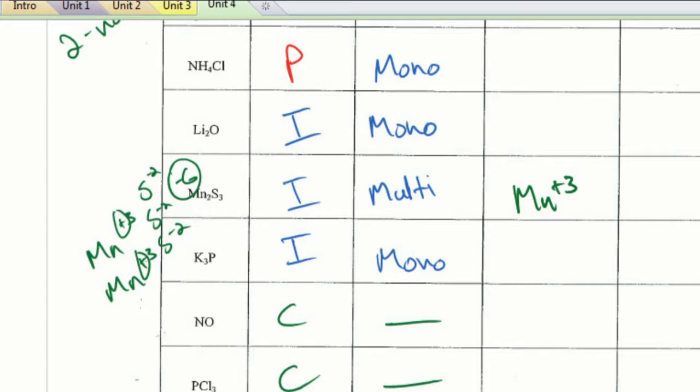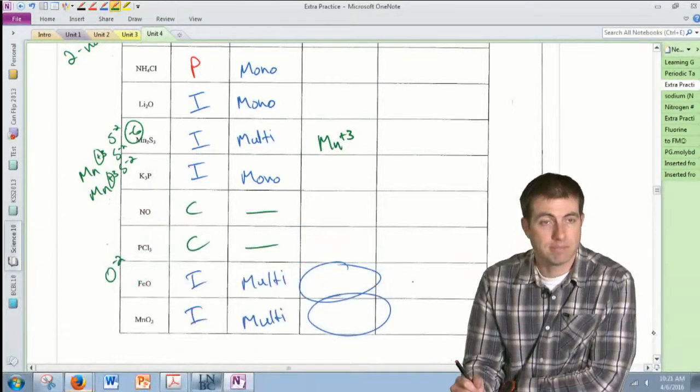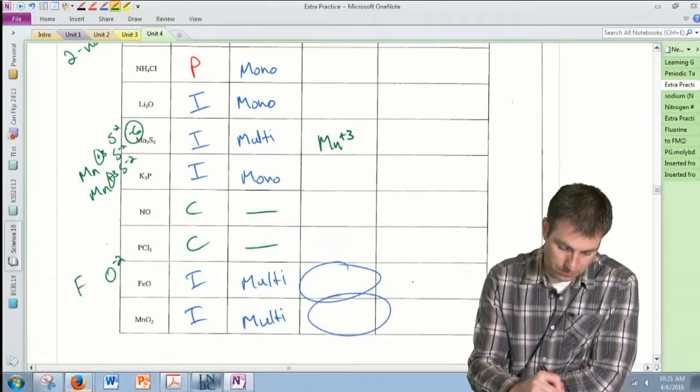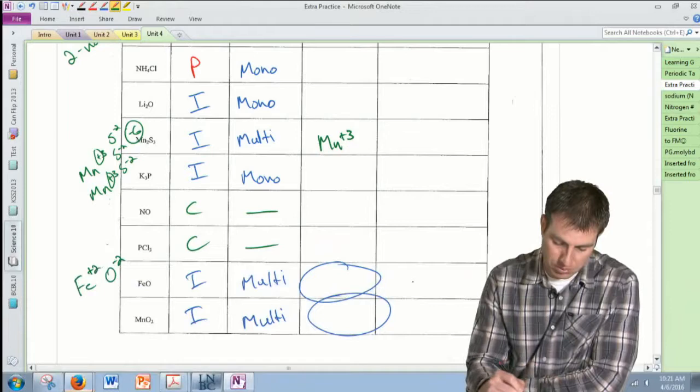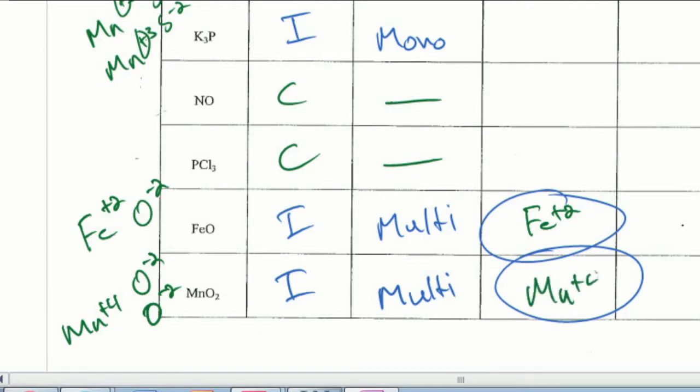Oxygen, it's always minus 2. Iron, in this case, there's only one of them, and it's balancing it out, so it has to be plus 2. Oxygen's minus 2, there's 2 of them, there's only one Mn, so it has to balance out and has to be plus 4.